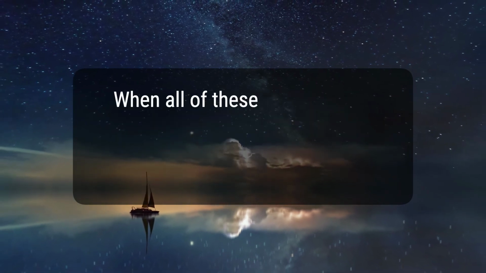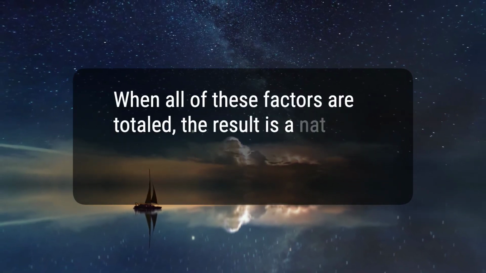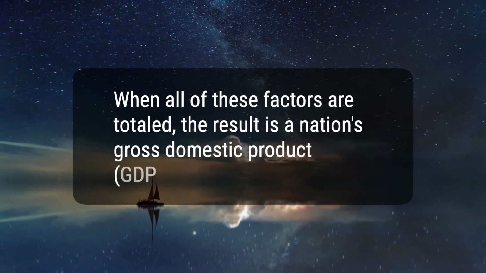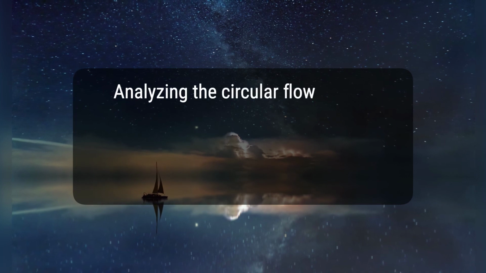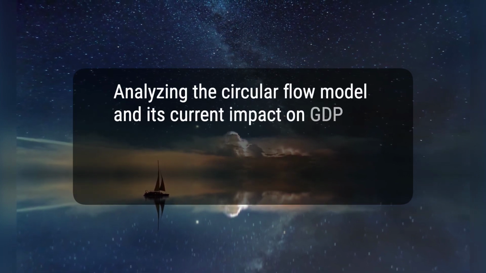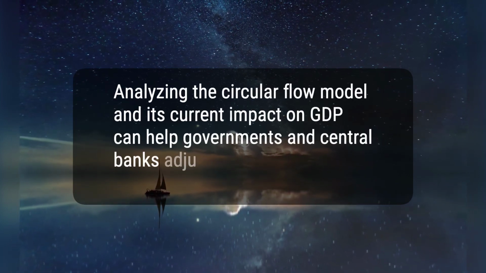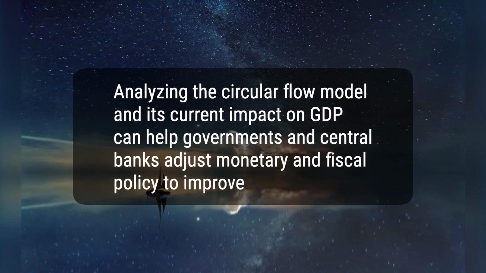3. When all of these factors are totaled, the result is a nation's gross domestic product, GDP, or the national income. 4. Analyzing the circular flow model and its current impact on GDP can help governments and central banks adjust monetary and fiscal policy to improve an economy.